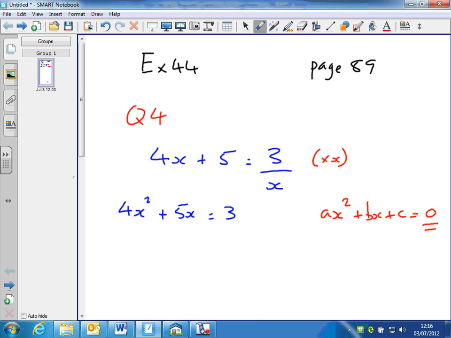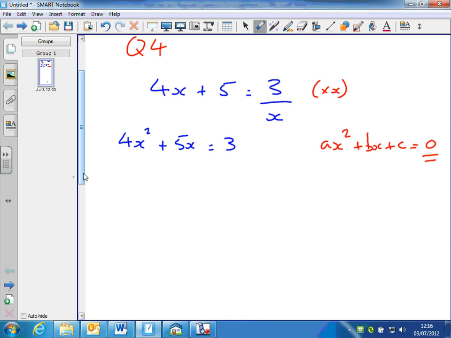The only thing to do now is to see that the right hand side is not 0, so subtract 3 from both sides and I get 4x squared plus 5x minus 3 equals 0. Now it's of the correct form, it's of this form here, and so we can use the quadratic formula and solve it.